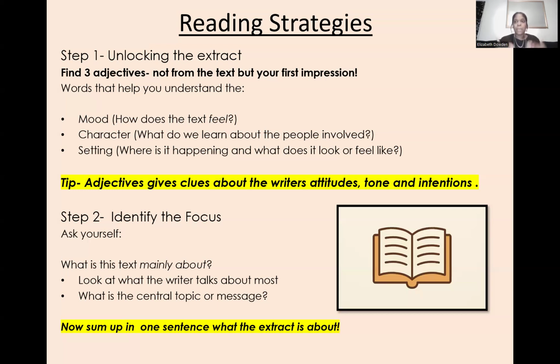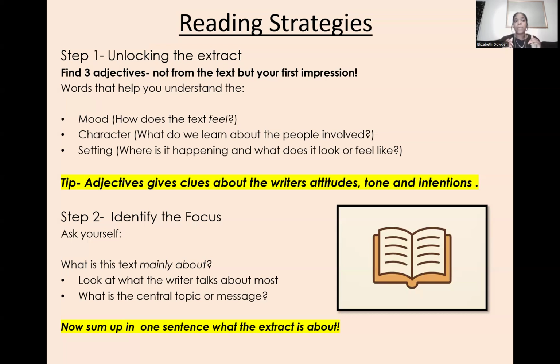What that is essentially allowing you to do is trust your initial instincts when reading the extracts, because you know how you react to things, and sometimes your initial reaction or instinct about a piece of text is not normally incorrect as long as you've read it properly. Step two, identify the focus. As I was saying earlier, both texts have a main focus. So it's about you identifying what the writer is talking most about. What is the topic of conversation? And then you sum it all up into one sentence about what the extract is about, and you can quickly write that at the top of your extract once you finish reading it. So yeah, those are the strategies.